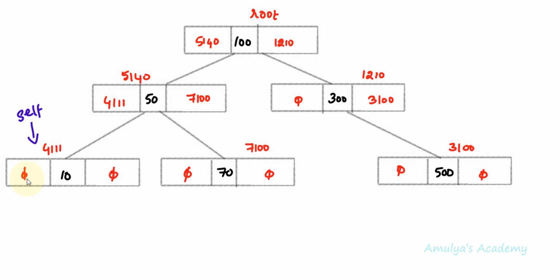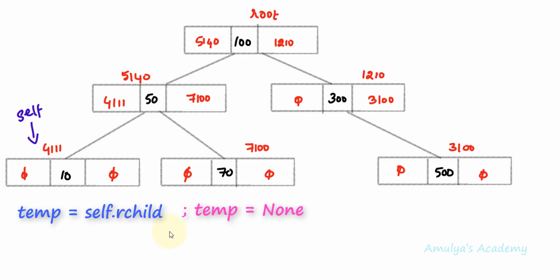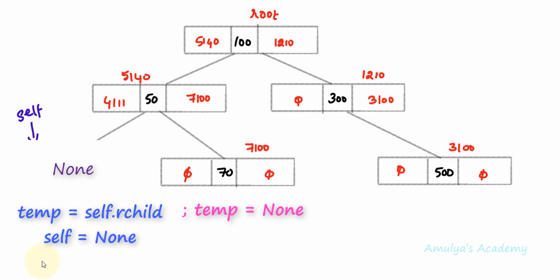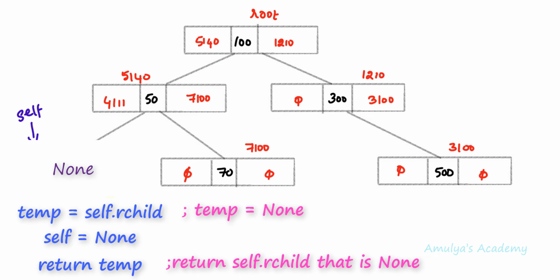At that time what I'll do is I'll take temp equal to self.rchild, that is, I'm taking a variable temp and I'm storing self.rchild, so that is none here. Self.rchild will become none. Next here I'll delete self, so I'll take self equal to none, so this will become none. Then I'll take return self.rchild, so it will return none to this node, and that will be stored here later.